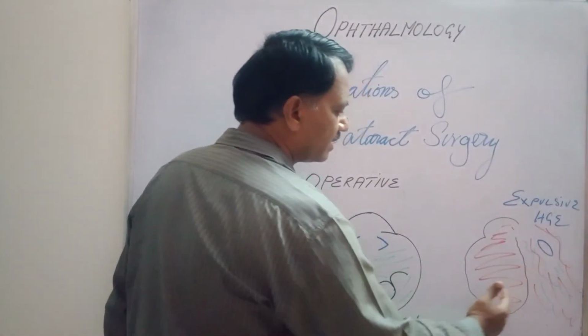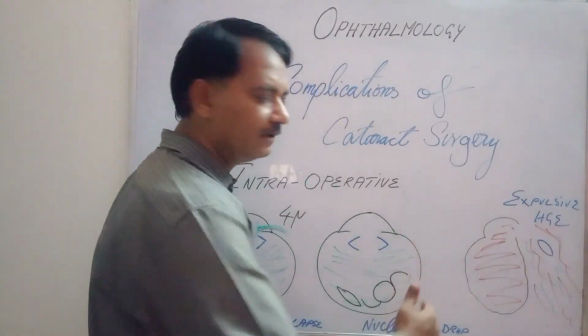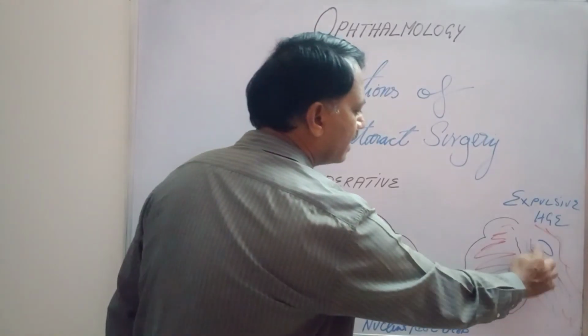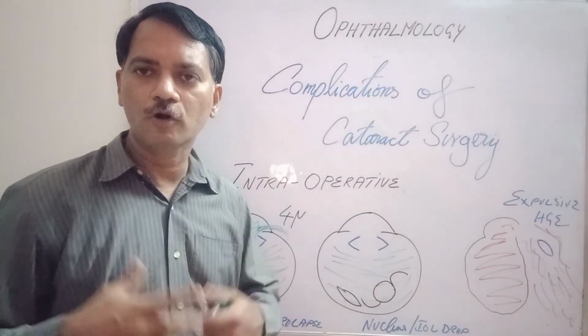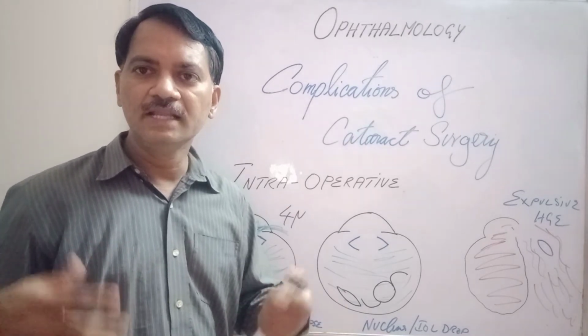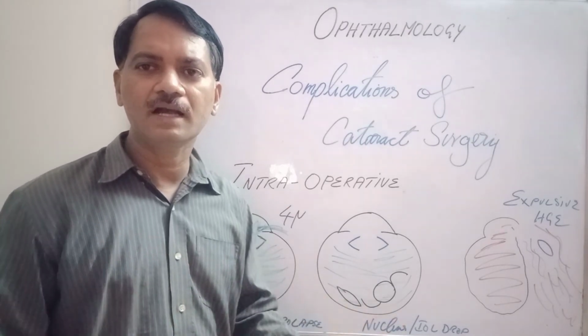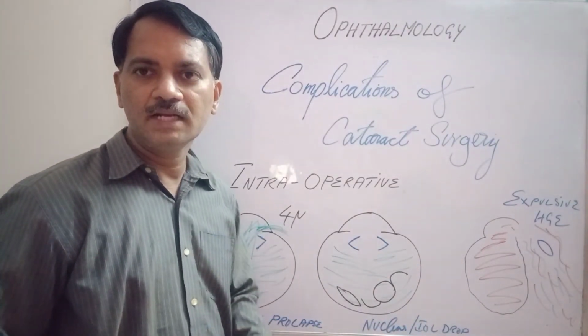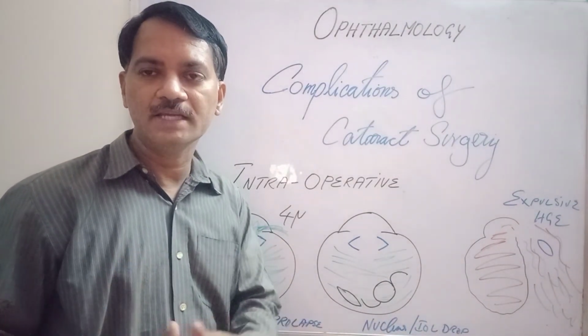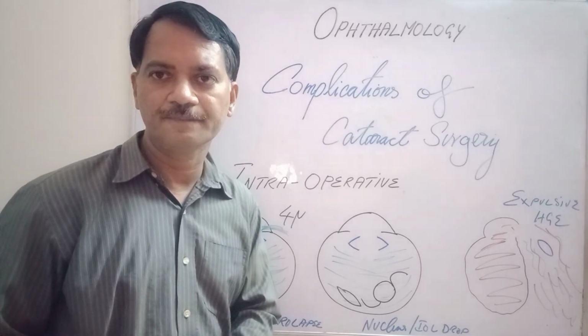You can see here, the blood has come out, the vitreous has come out, the lens has also come out. Everything will come out. All the choroid, iris, ciliary body, sometimes everything may come out and the eyeball can collapse. So that is a very, very dreaded complication for an ophthalmic surgeon.